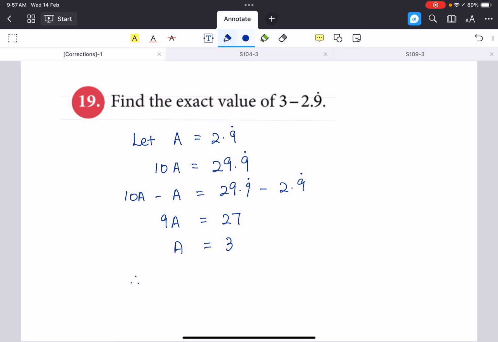Therefore, 3 minus 2.9 recurring is equal to 3 minus A, which is equal to 3 minus 3, which is equal to 0. There we go. We have actually shown the exact value. This exact value is 0.